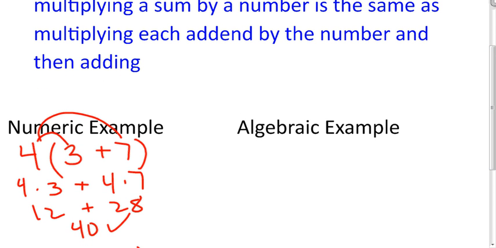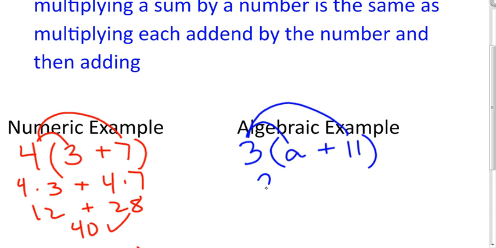We use this in algebra when we have problems that look like this. So I have this expression, 3 times the quantity a plus 11. If I have to simplify this expression, I can't add a and 11 because they're unlike terms. So I use the distributive property. I multiply 3 times a, and then I'm going to add here 3 times 11, which is 33. These two expressions are equivalent. It's just the second one is simplified.